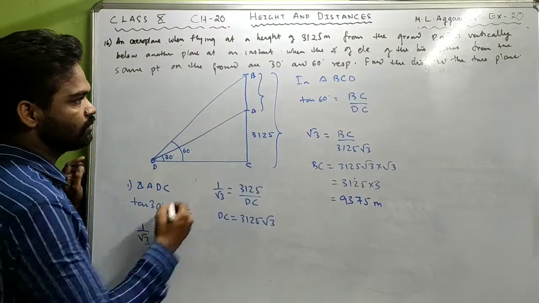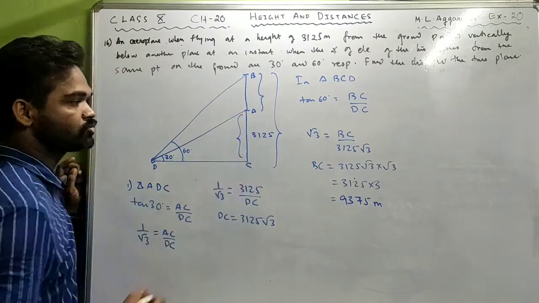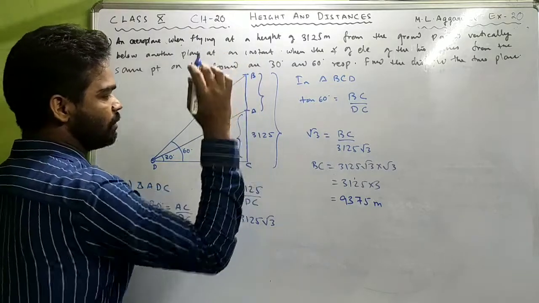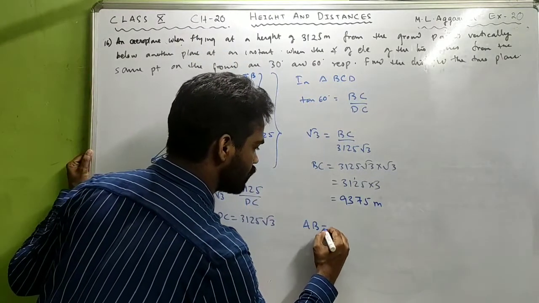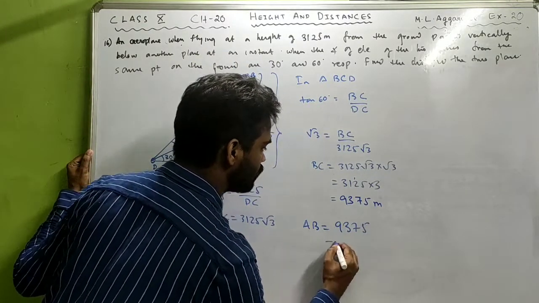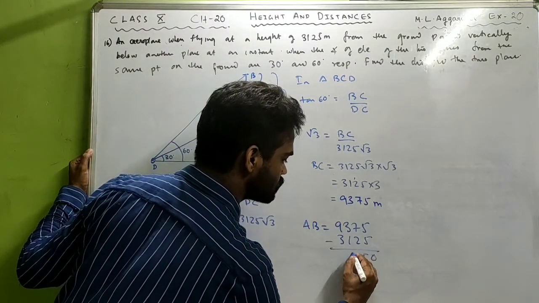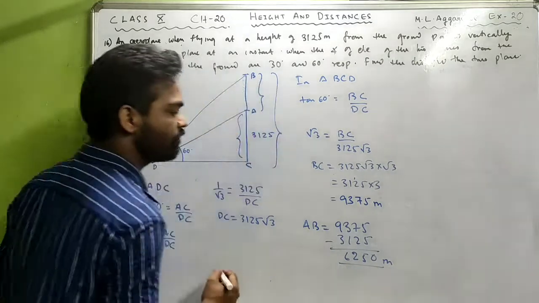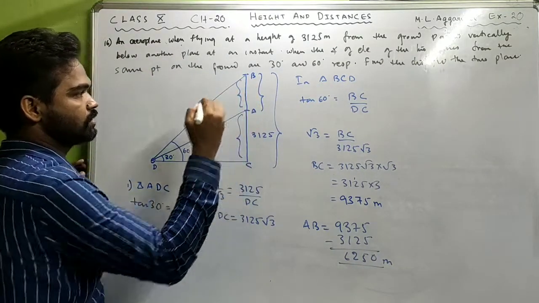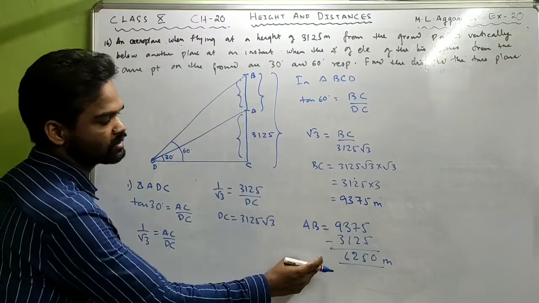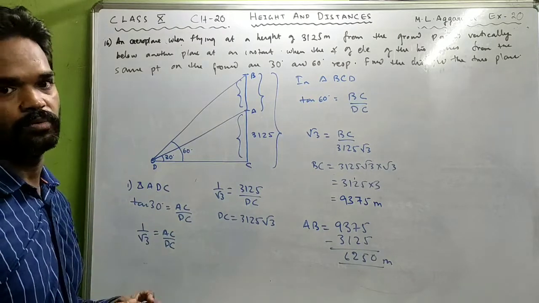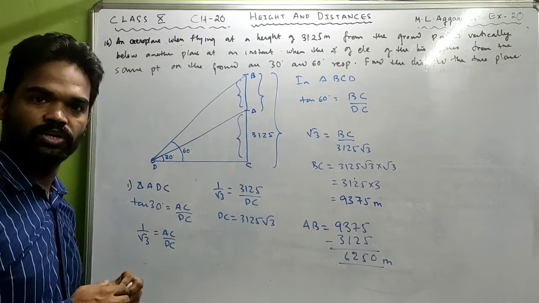So this is 9375 BC, and AC we know is 3125, which means the distance AB will be 9375 minus 3125, that's 6250, which means the distance between these two planes is 6250.